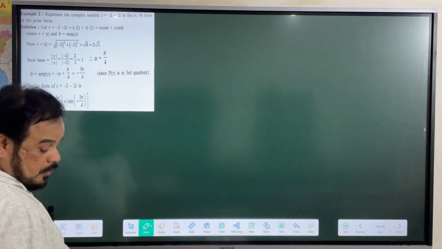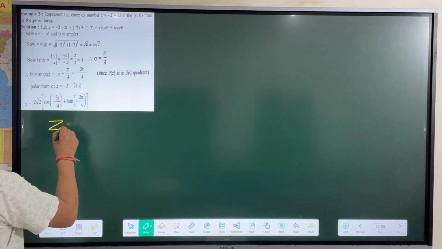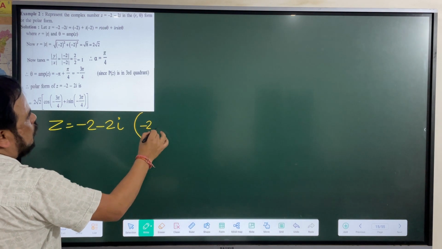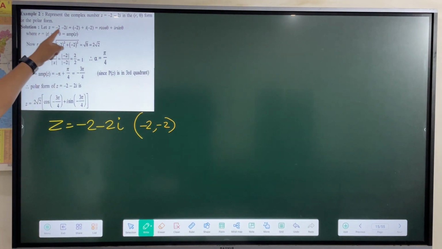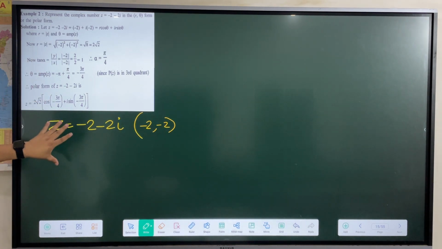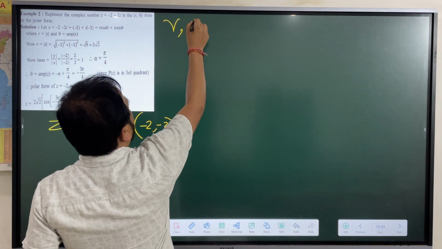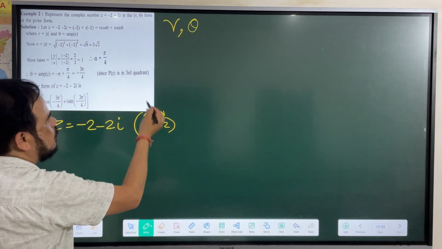Example number 2. Represent the complex number z equals minus 2 minus 2i. Whenever you get a question like this, you write the ordered pair first. Afterwards you see what is there. We have to write this complex number in polar form. That means cos and sine you have to use. We have to know the value of r and theta. This is x, this is y.